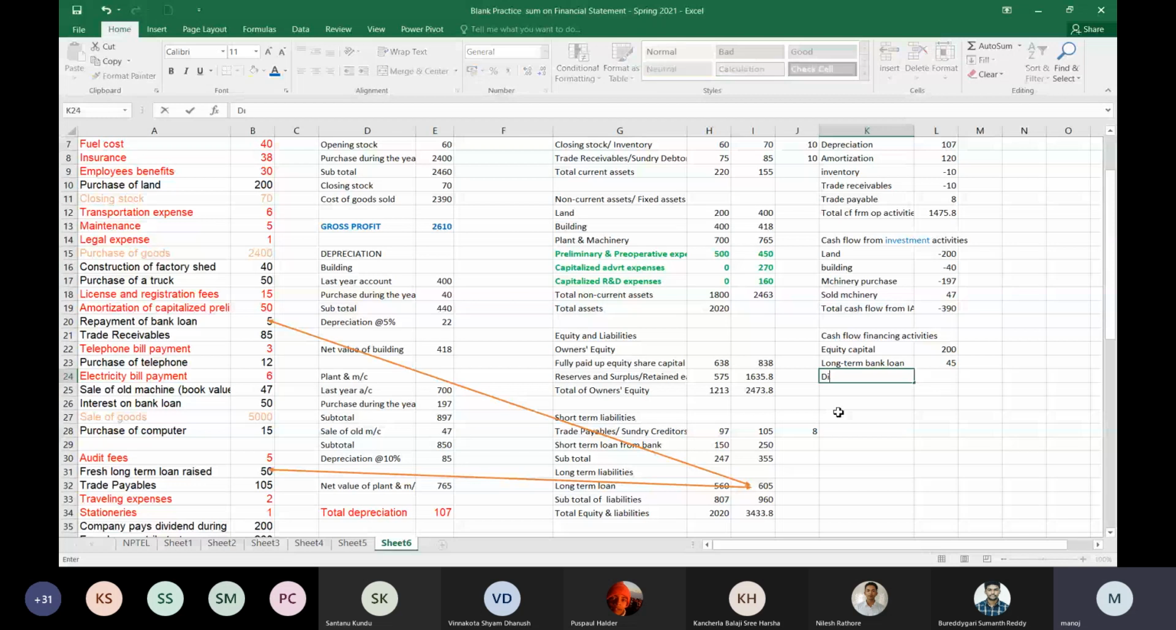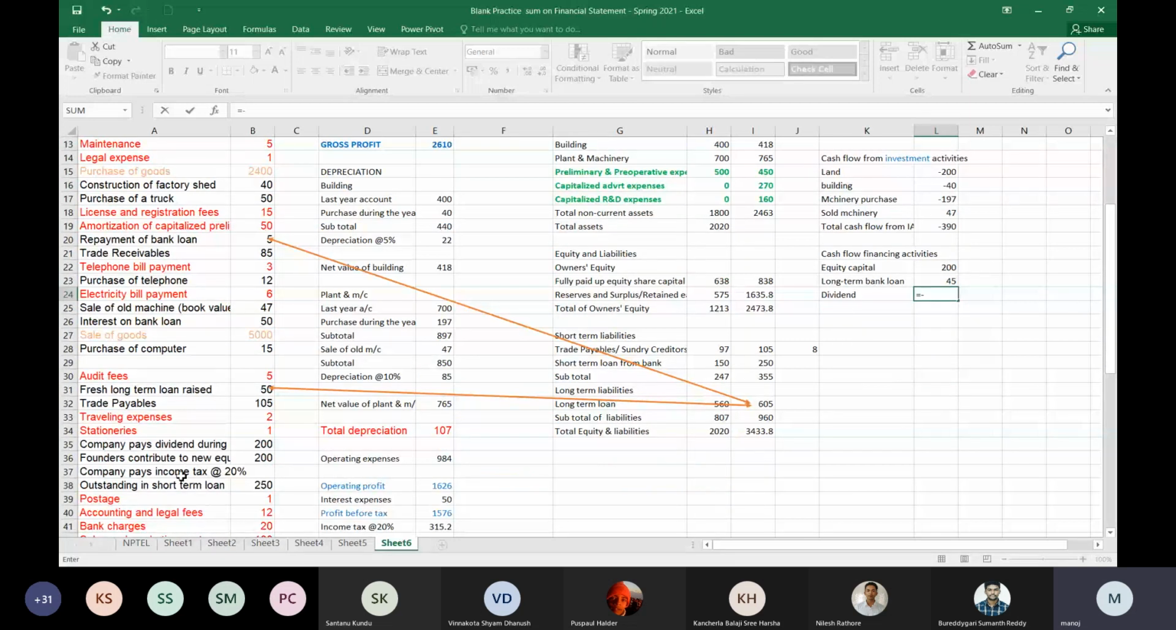And then dividend payment. We have paid some dividend and that has gone away from the company. So this is equal to minus whatever is the dividend. Company pays dividend of 200. Done. So minus 200. I think there's nothing more. Equity capital, long term. Now there is a short term loan.